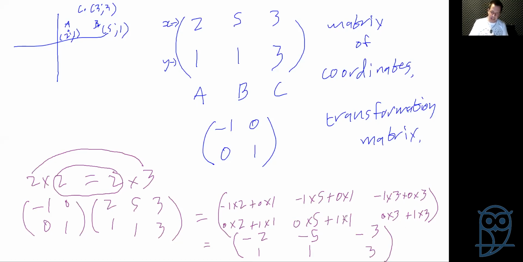So let us compare these coordinates. Because remember, the columns are the coordinates. -2, 1. Well, that's over there at -2 and 1. This one is -5 and 1. Over there, -5 and 1. And then this one is -3 and 3. -3, 3. Over there. And just as you're expecting, it is a perfect reflection about the y-axis.